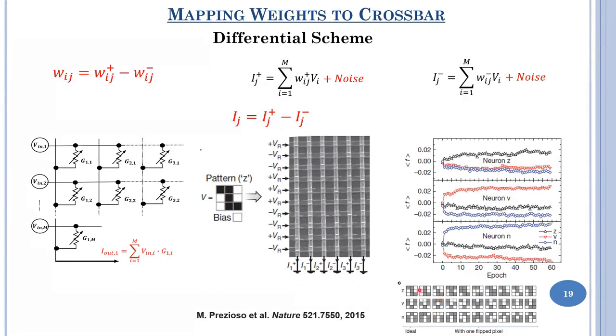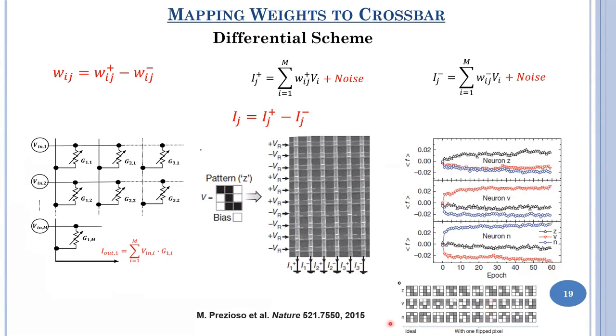So if you look at that, if you present to this network any of the images from class Z, you see that the neuron corresponding to class Z shows you the maximum output, or the current through this I1 plus minus I1 minus, that will show you the maximum value. Similarly, if you present to this network any image from class V, you'll see that the neuron, that is I2 plus minus I2 minus, that will be the highest current, which you can see even here.